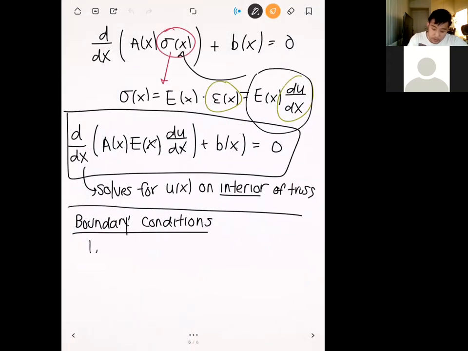Okay, and so let's write those down again. So first we have a traction or a stress. A traction is nothing more than a force over area. And then our second boundary condition will be a fixed boundary condition on the right.